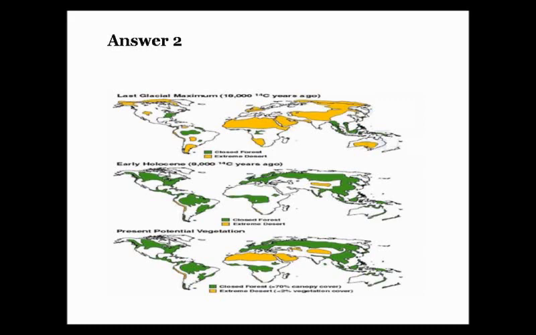In early Holocene, only some areas in Asia are covered by the yellow color. Last but not least, in last glacial maximum, the majority of Australia is covered by extreme desert. In conclusion, I think this is a very useful graph and it helps us understand the distribution of closed forest and extreme desert all over the world.